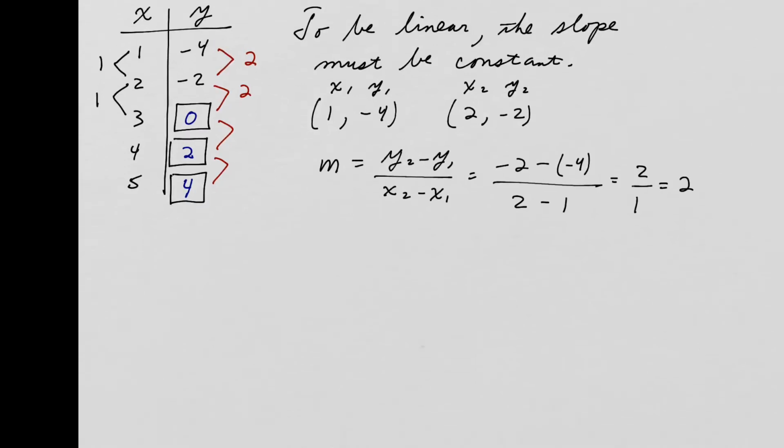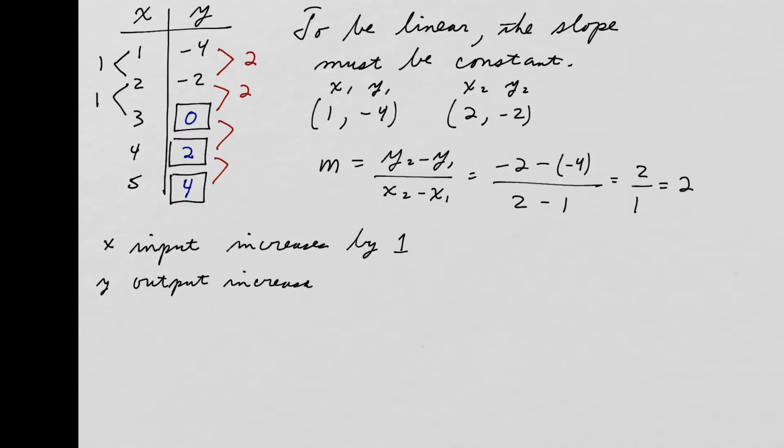The other way of saying this is if the input increases by 1, then the output, right? Remember, the input is like the x, the output is the y. The output increases by 2, right? Because the slope has to be the change in the output over change in input.